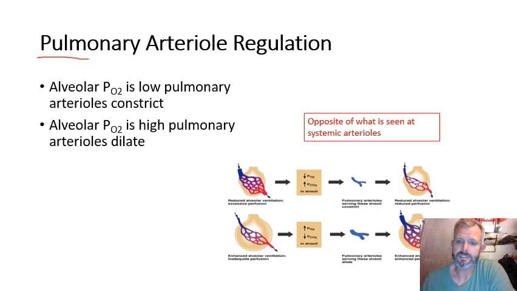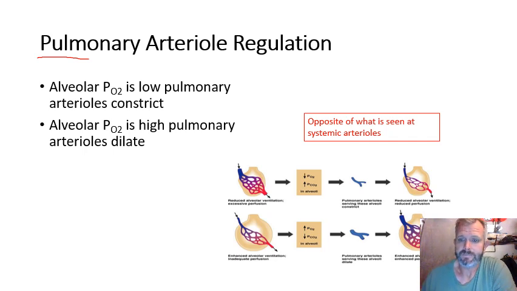And what we've seen, this is opposite of what's seen in systemic arterioles, because where tissue has low O2, we want to get O2 to that tissue. So we'll actually dilate the arterioles to tissue that has low O2 content. This is the opposite when we come to the pulmonary. We want the alveoli that are low in O2 to not be perfused around them, not send a lot of blood there, but alveoli that are well ventilated, yes, we want to perfuse blood to them so we can pick up that oxygen.